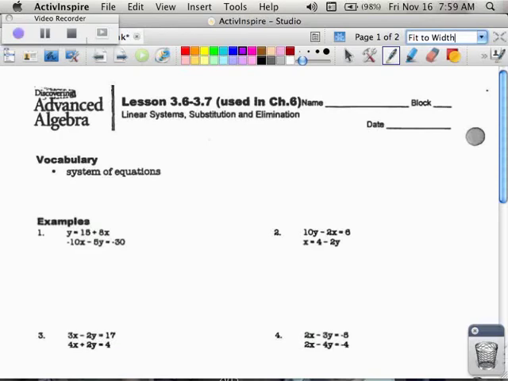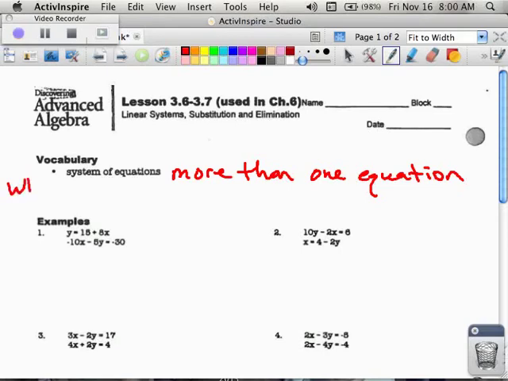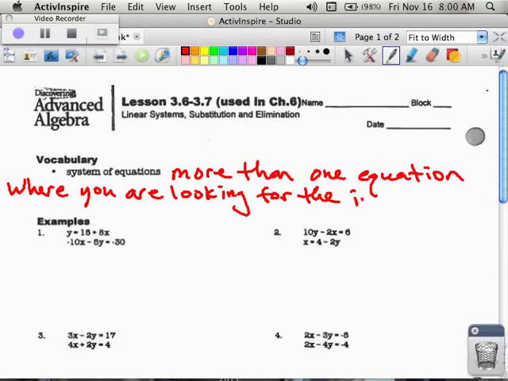So, systems of equations basically is talking about more than one equation where you are looking for the intersection. For us, most of the time that means that we're going to be involving x and y.